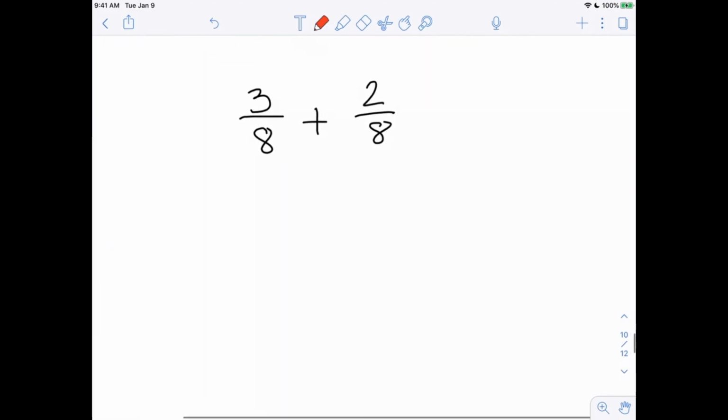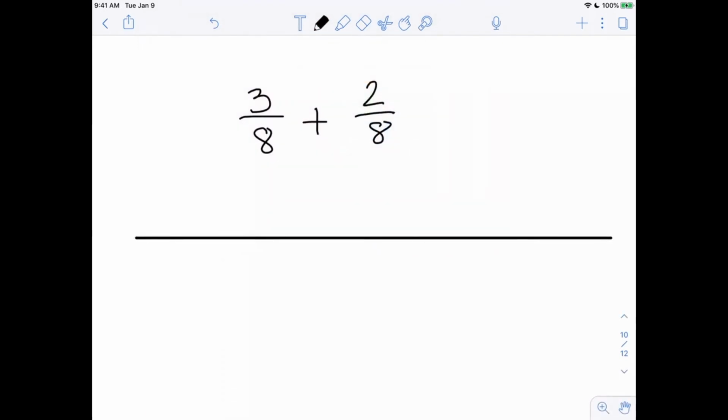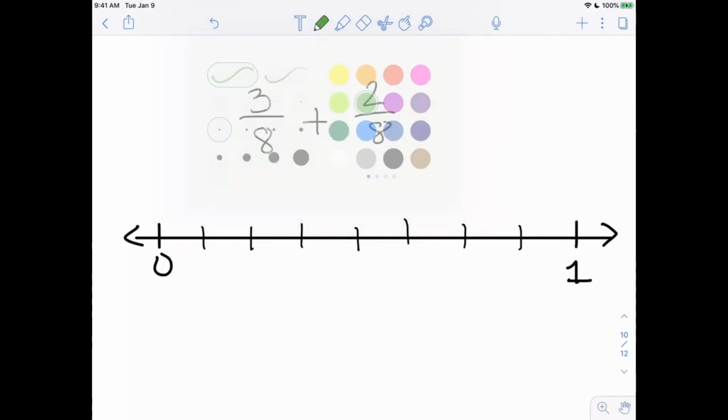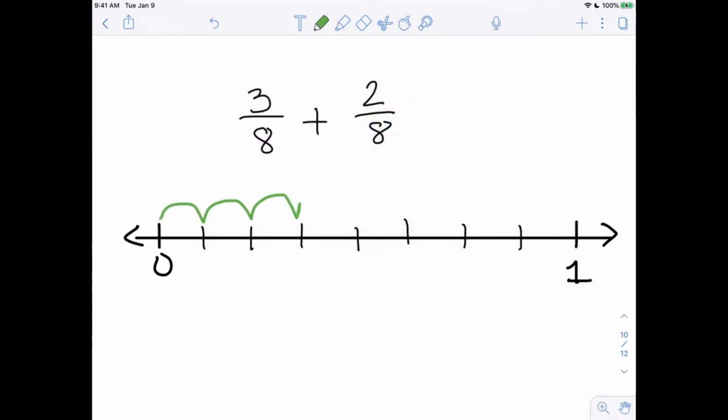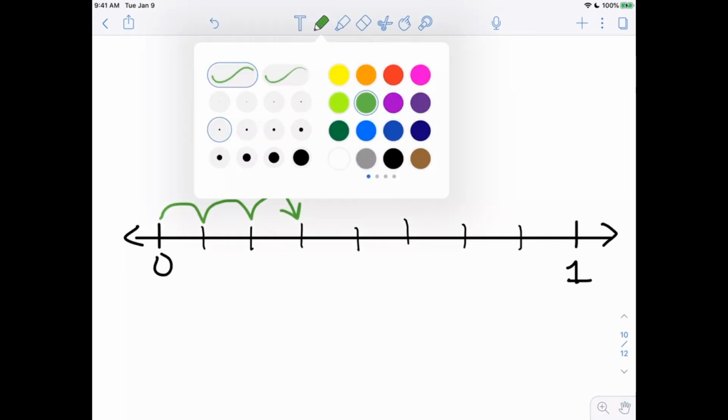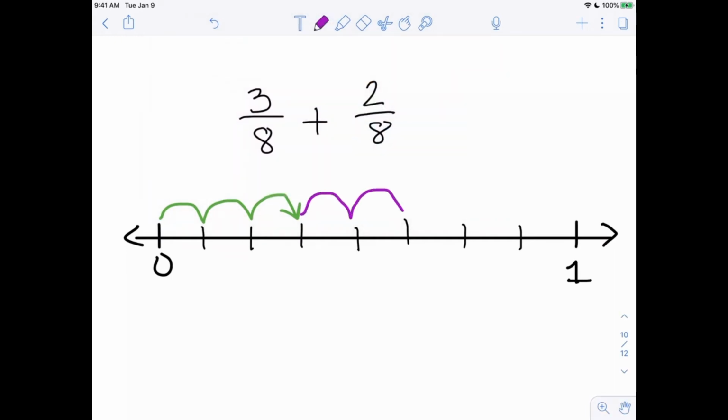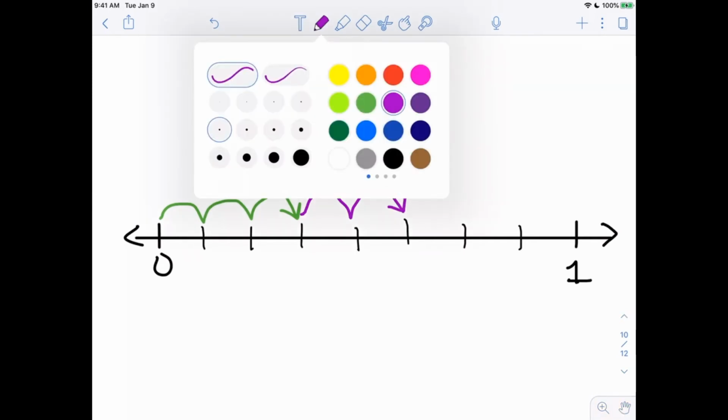Well, on a number line, we're going to draw a single number line. And we're going to start it at 0. Let's just go all the way to 1 right here. All right. So there is our number line. Now, because everything is already cut into 8s, I'm going to just simply cut this entire number line into 8 equal sized pieces. And we're going to represent 3/8 like this. 1, 2, 3/8. And then we're going to represent 2/8 like this.